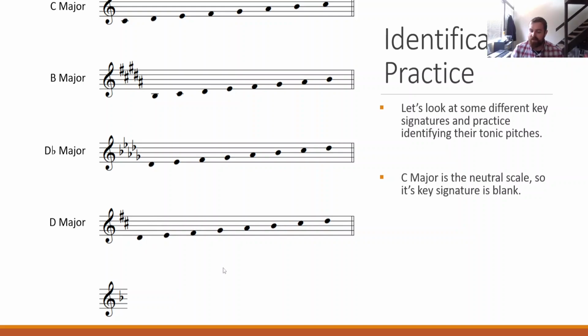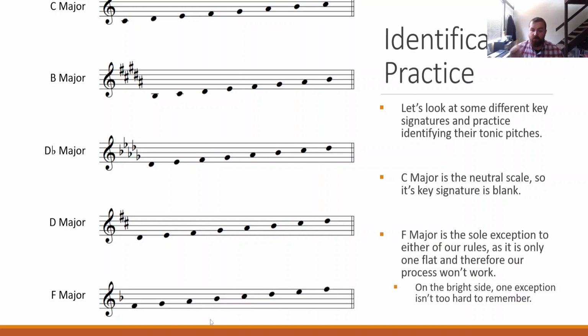Now, last example. Try this one out. Go ahead and pause the video. This is a trick question. So pause now. Because what do you do with one flat? You might wonder, well, what's the second from the end flat? Like if there's only one. I can't go second from the end if there's only one, right? This is the one exception to either of our rules. It's only one flat and our process won't work.